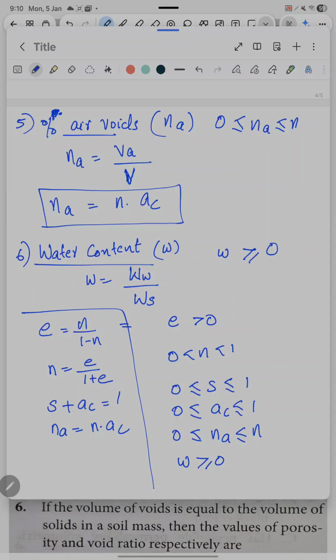So these are the important terms we discussed. e, void ratio; n, porosity; S, degree of saturation; AC, air content; Na, percentage air voids. And these are the values. This is very important. e is always greater than 0. Range of n, 0 less than n less than 1. Degree of saturation and air content, 0 less than or equal to S or AC less than or equal to 1. In case of percentage air voids, 0 less than or equal to Na less than or equal to n. And water content or moisture content is always greater than or equal to 0.